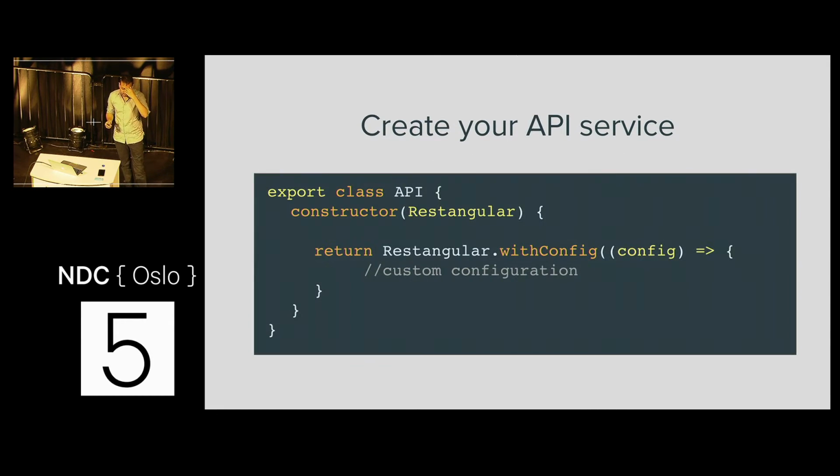The first thing I'm going to do is create my own API service. So this is a regular Angular service. I called it API, and I just return Restangular with a custom configuration. And we will be configuring Restangular step by step. What this means is from now on, you will see the word API. You can think of it as $http, but it's my own version on top of Restangular.